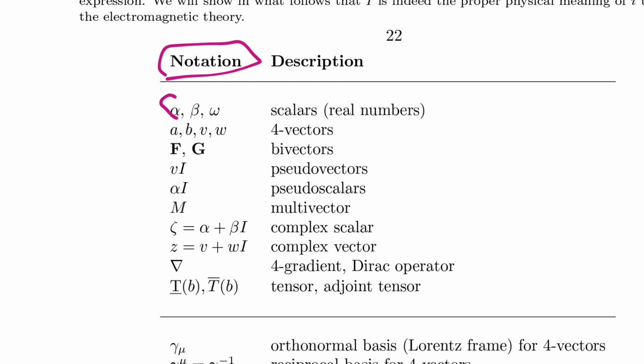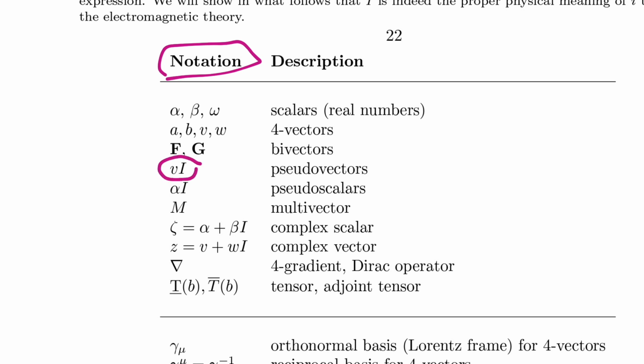So now we know that all scalars will be Greek letters. Great. We know all 4 vectors will be Roman lowercase letters. Both the Greek letters for scalars are lowercase too. Bivectors will be bold uppercase Roman letters with straight structure. So they're block, bold, Roman, and they're the bivectors.